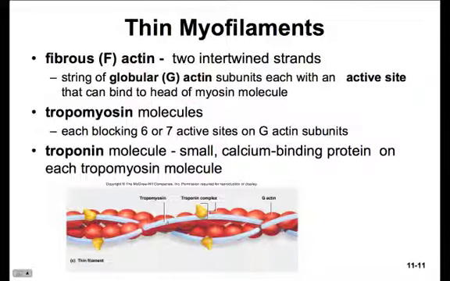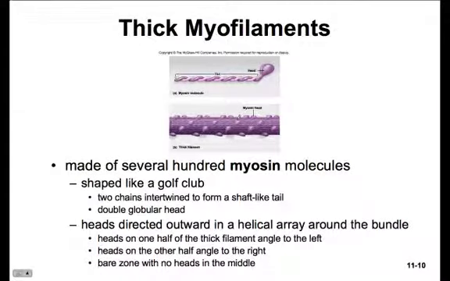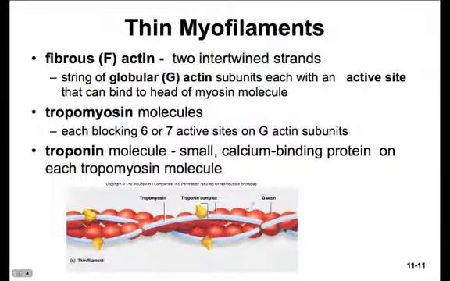Now, the white here is not the string. The string goes all the way through the middle of the beads. Each of these beads has an active site on it that could bind to a myosin molecule. These myosin heads that you see on the large myosin molecule bind to active sites on the actin molecules. You can't see the active sites right now because tropomyosin molecules are covering it up.